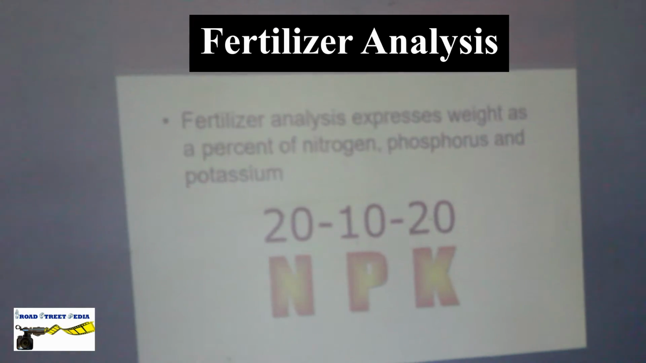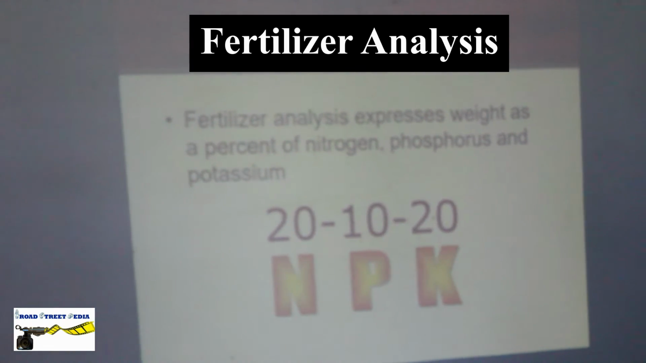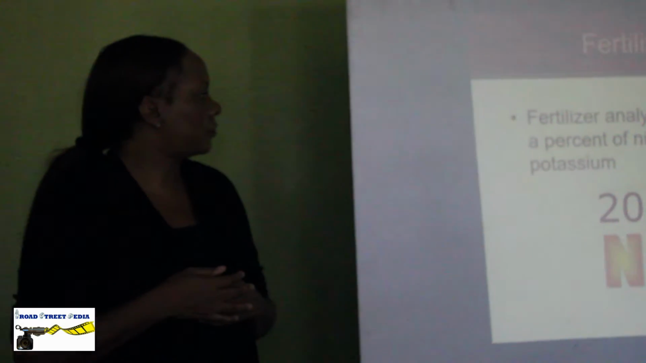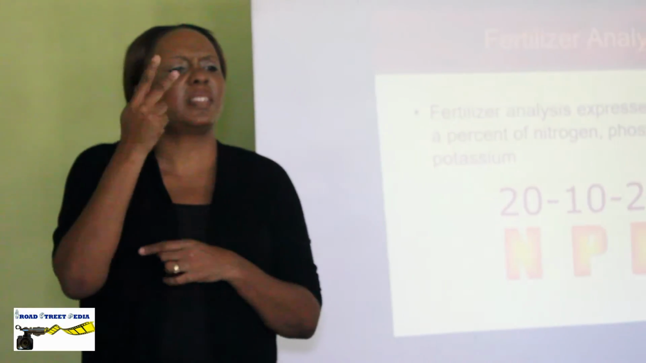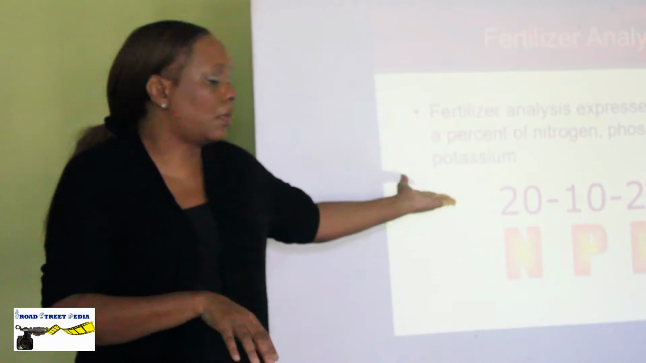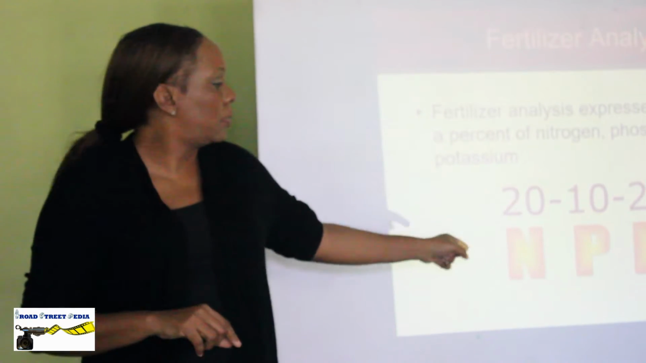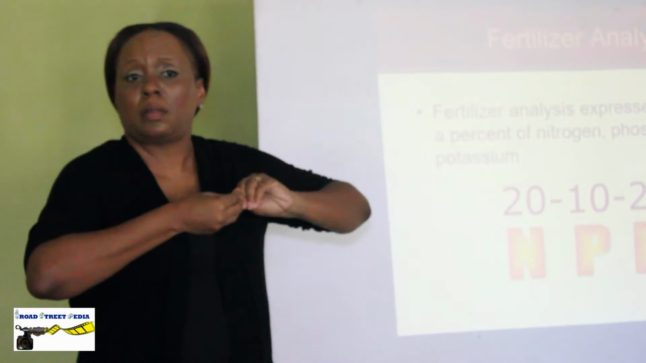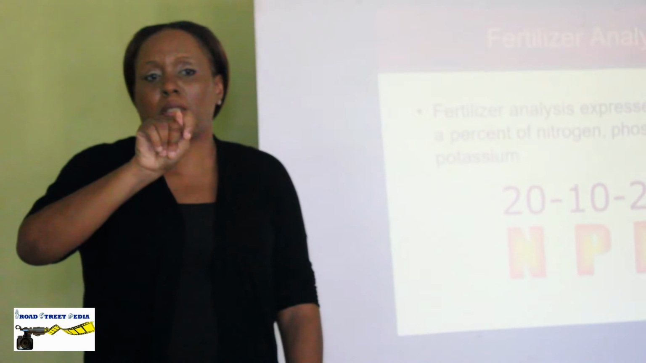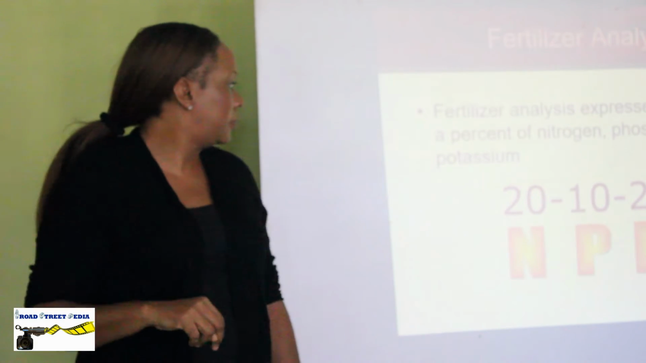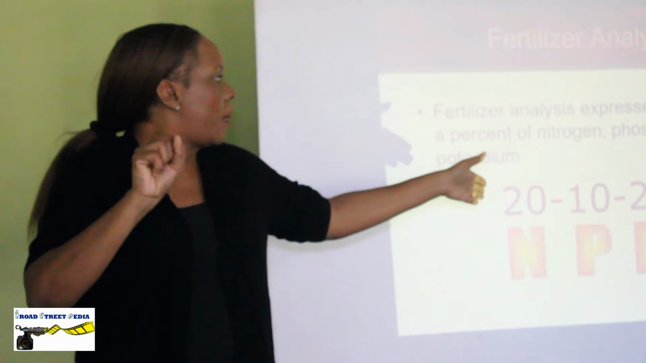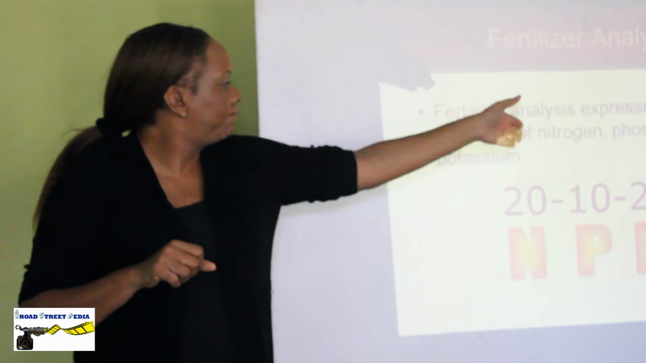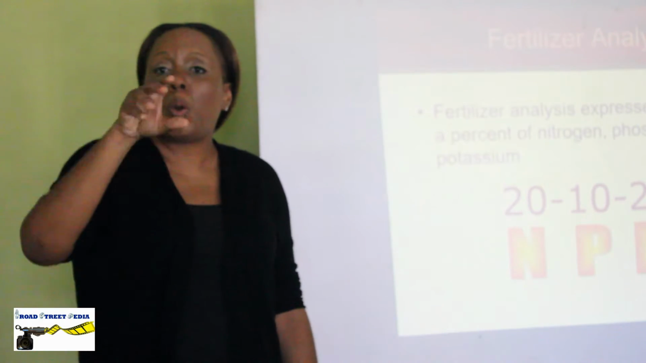Now, when you see fertilizers, you will most often see numbers on them. Like we have 20 here, we have 10, and we have 20. The first number is depicted by N, it's called nitrogen. Phosphorus is depicted by the P, and potassium by the K.